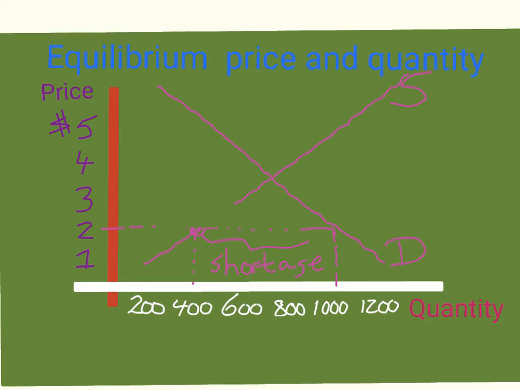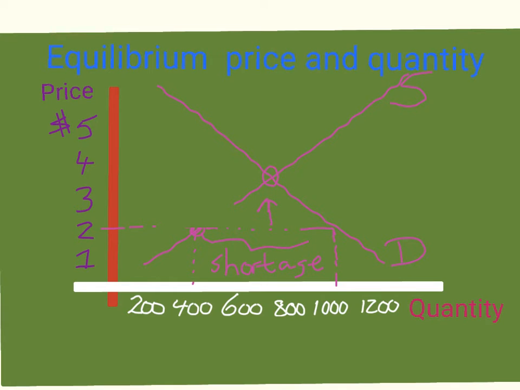Anytime we have a shortage, we would have businesses wanting to raise the price because businesses don't want empty shelves. Also, if there's a shortage, businesses feel like, oh, if we raise the price, we'd still be able to sell everything and we'd make more profits. So anytime there's a shortage, the price would go up. And it would actually go up towards this intersection point.